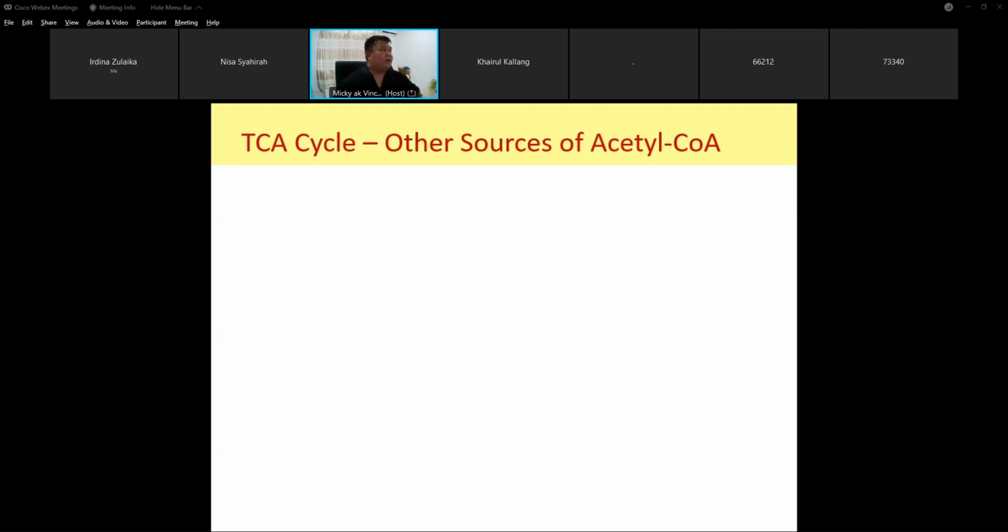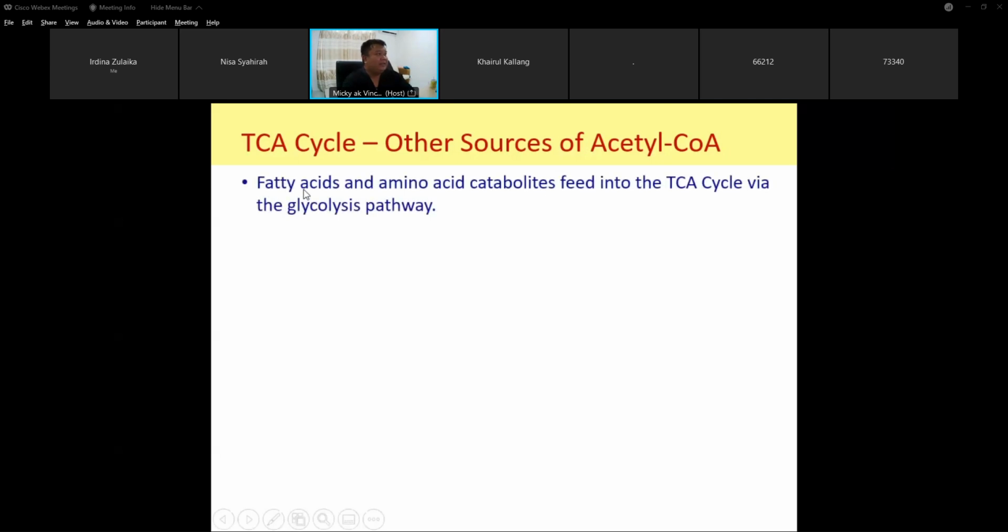So this next slide just shows that TCA cycle is also possible when you have acetyl-CoA from other means. Tak semestinya daripada pyruvate. Now fatty acid and amino acid, they can also be broken down. Sama macam kalau you have glucose, you break it down into pyruvate, pyruvate break it down into acetyl-CoA. It's the same thing when you have fatty acid. Fatty acid and amino acid, you can break it down. In the end, you're still going to get the same thing, which is acetyl-CoA.